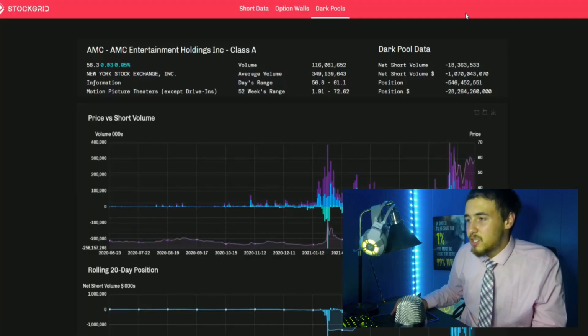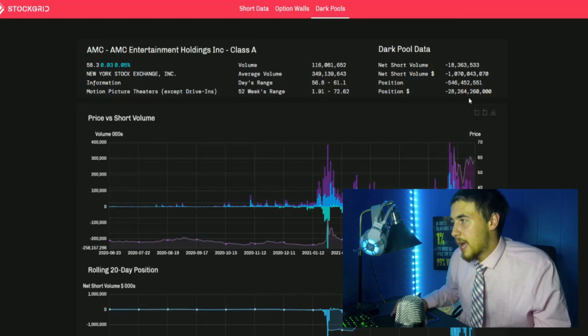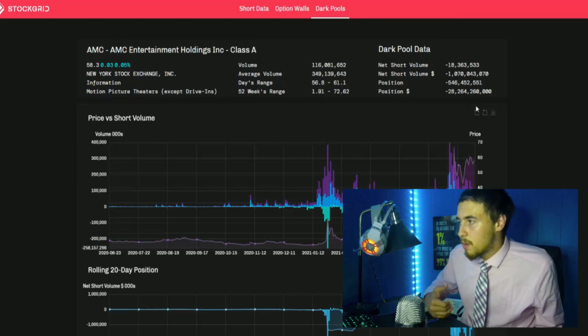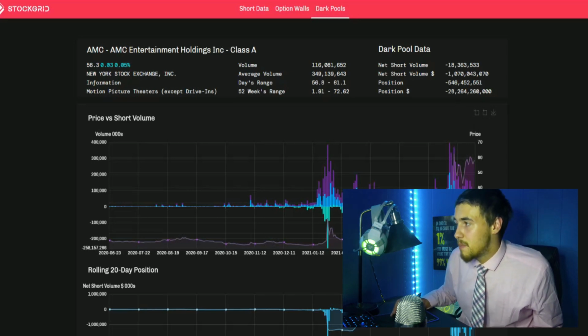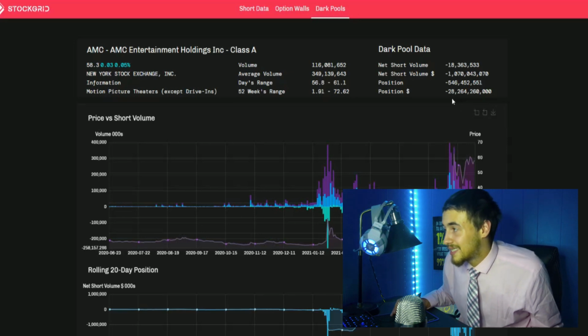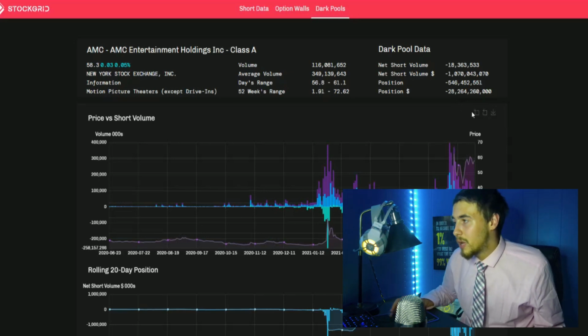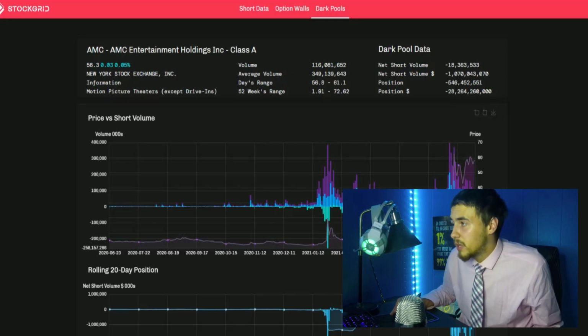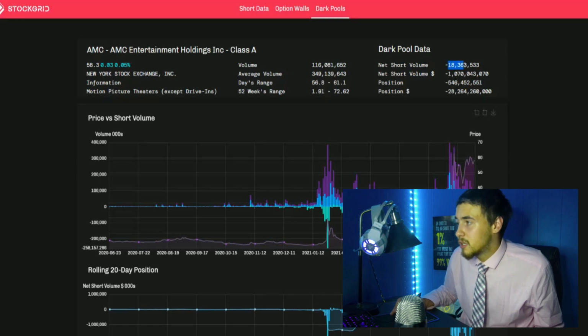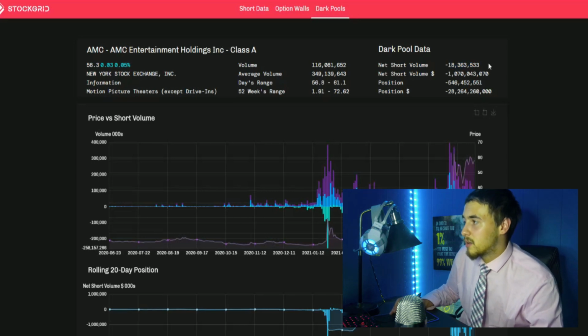Now, getting into the dark pool data, guys, this is a running aggregate number, so these are totals. These are not for the day. Position of negative 546 million shares. Position size as far as dollar amount of 28,264,000,000. Net short volume of 1,070,000,000. Net short volume as far as shares of 18,363,000. So that is the actual number that is for the day.